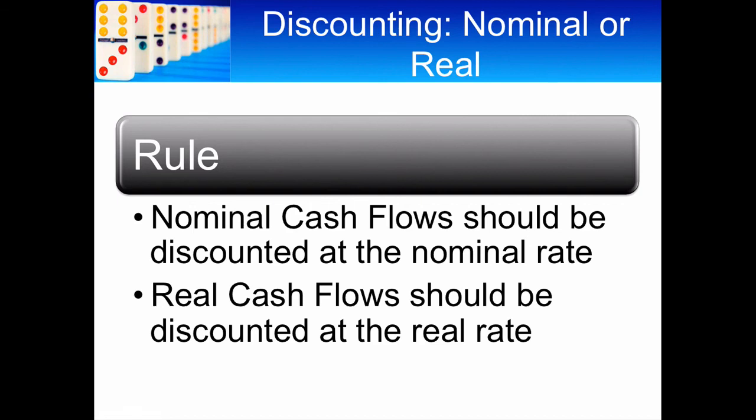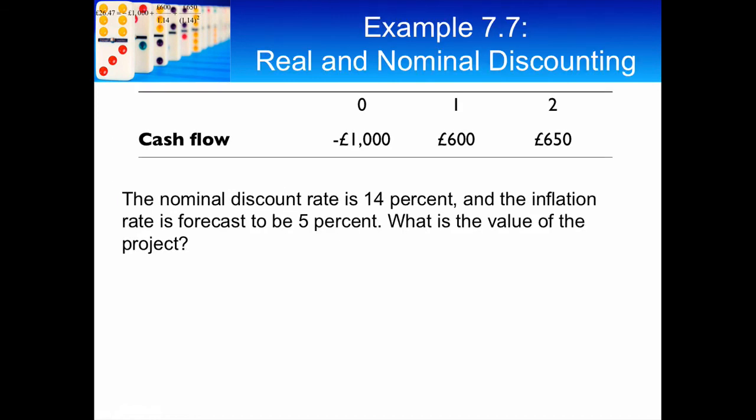And this is us going back to the rule. The rule is that if you're using nominal cash flows, you should use the nominal discount rate. If you're using real cash flows, you should use the real discount rate. So some quick examples before we finish.